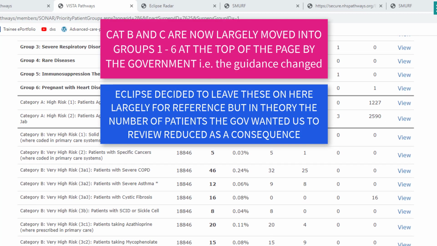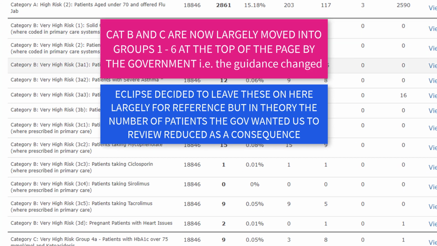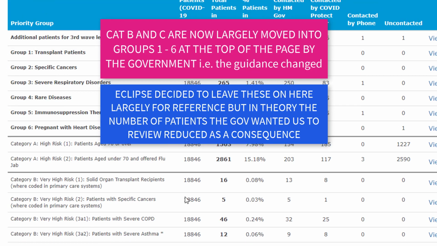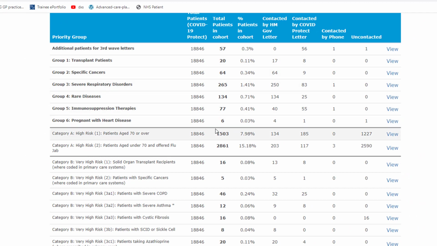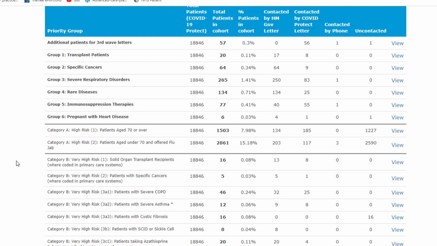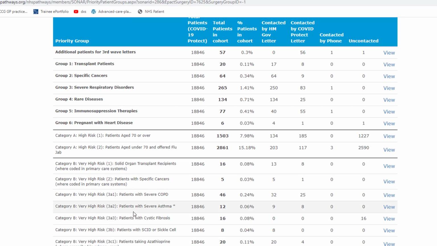Running through the other lists, category B are quite very similar. The patients are ones that are in the top group, and as another guide, these figures all don't add up because some people are in more than one group. You can be in the high risk group with severe COPD, in the high risk group with severe asthma.